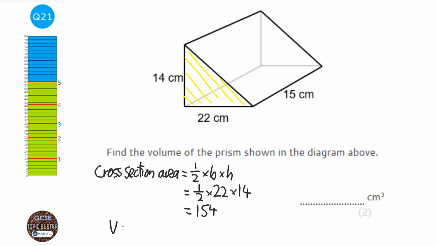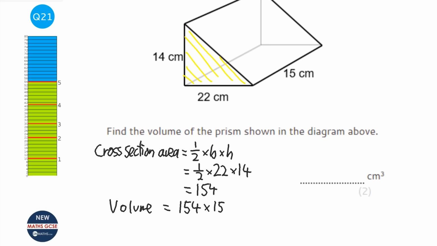And so the volume is the area of that triangle times how 3D it is, so 15. As I said, that's called the length. So times that by 15, and we get 2,310. So my answer is 2,310 centimeters cubed.